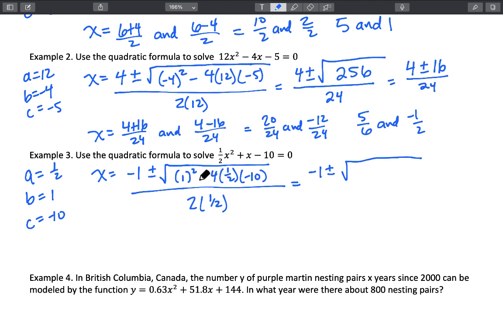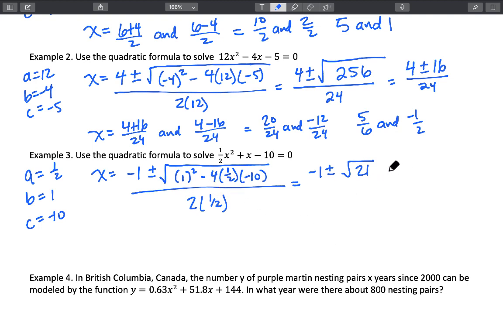1 squared is 1 minus 4 times 1/2. That's 2. 2 times that -10 is 20. So that's going to be 1 plus 20. So that's the square root of 21 in the numerator. So -1 plus or minus the square root of 21. Now we don't need that big, huge square root sign, so we'll just do it like that.